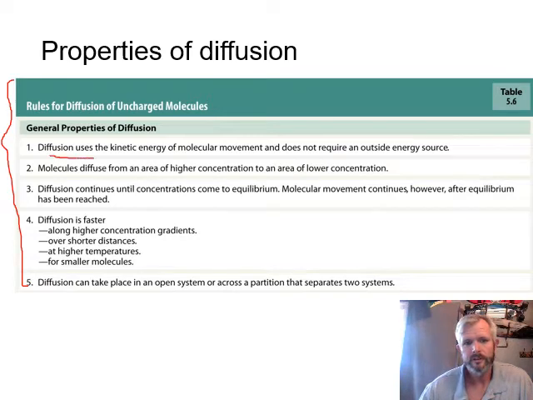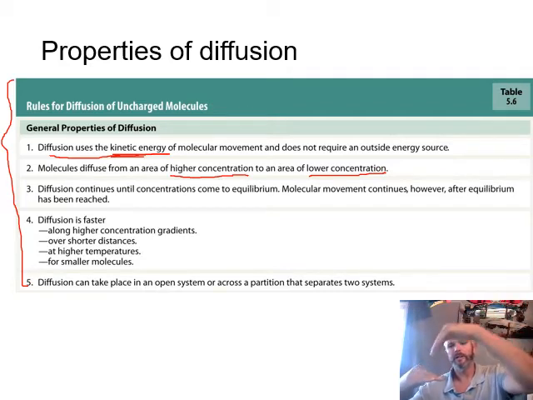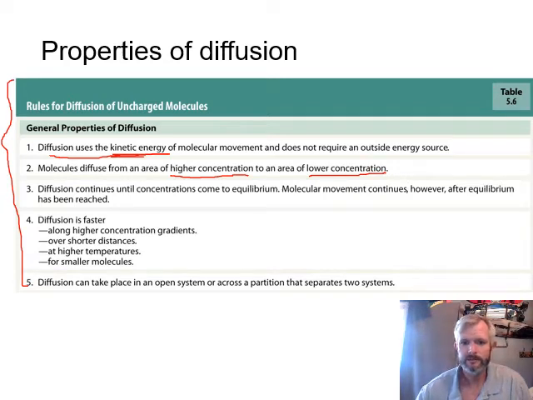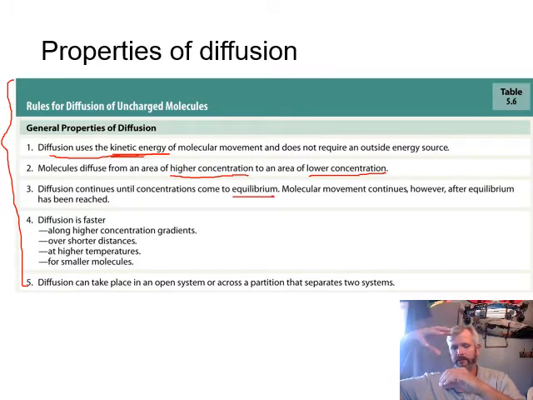In diffusion, the kinetic energy of the molecular movement of the molecules is the driving force. Again, there has to be a concentration gradient because the molecules will move from higher concentration to lower concentration, going down the concentration gradient, from high to low. It will continue, as we said, till equilibrium, till the molecules up here are equal to here. That's if it's allowed to go fully to equilibrium.